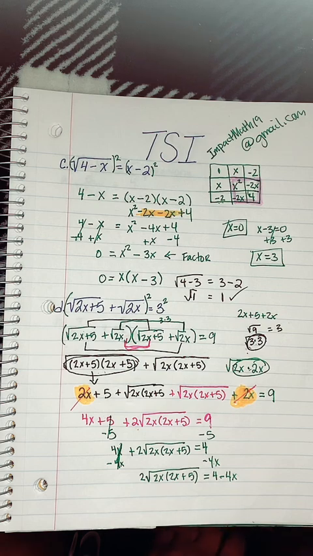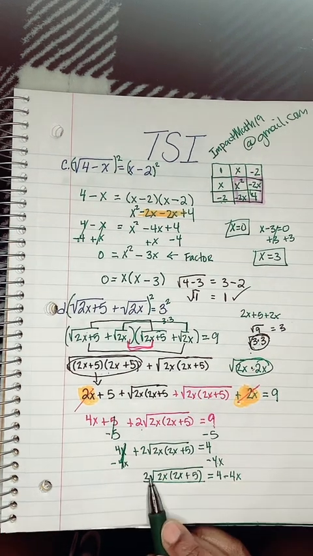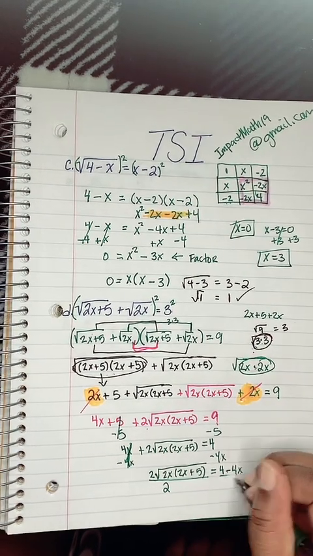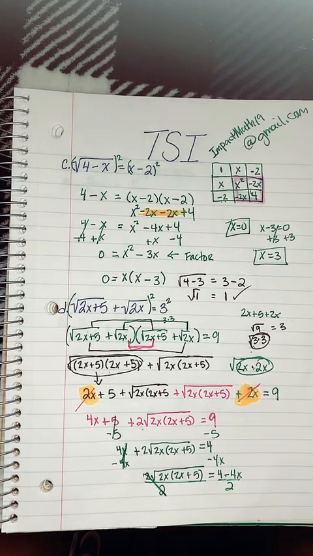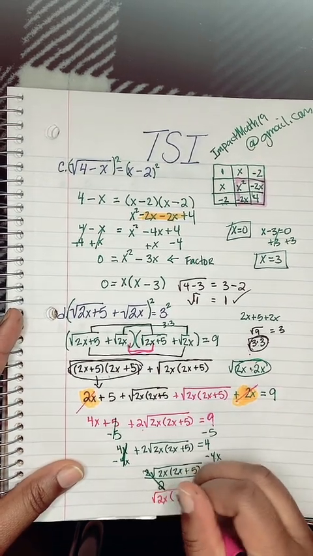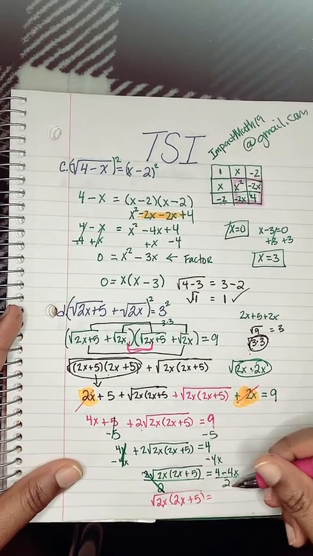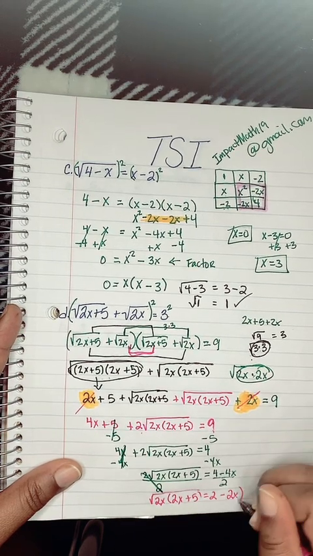Divide by 2. Yes. Good. So we're going to divide because this 2 is times this. So we're going to cancel that by dividing by 2. Wonderful. So this cancels. And we get the square root of 2x times 2x plus 5 equals, now we can take half of this and half of this. So 2 minus 2x.